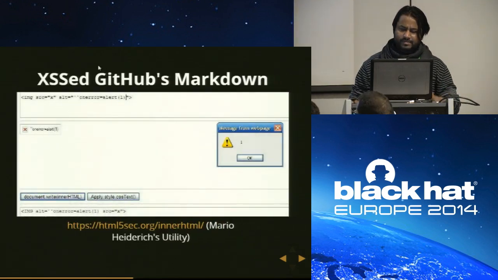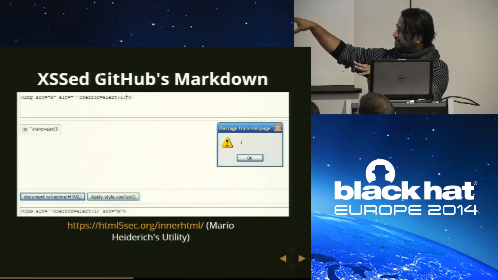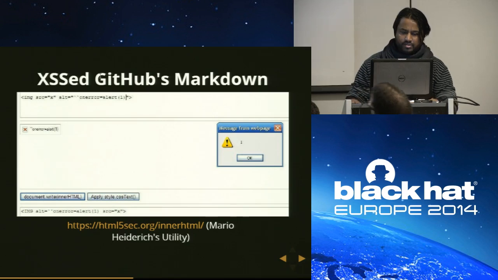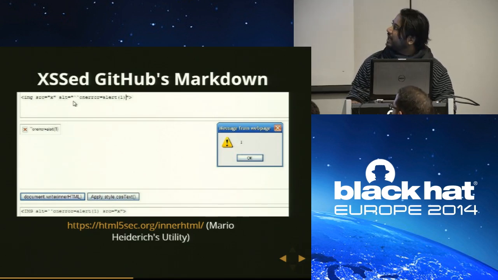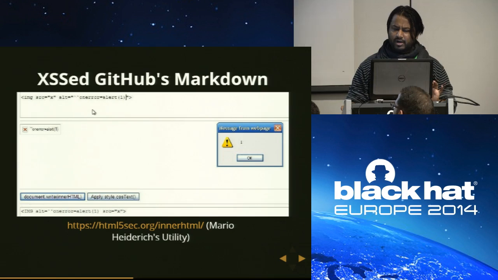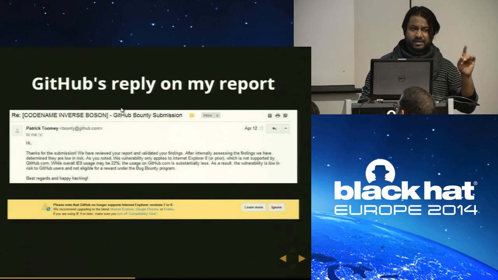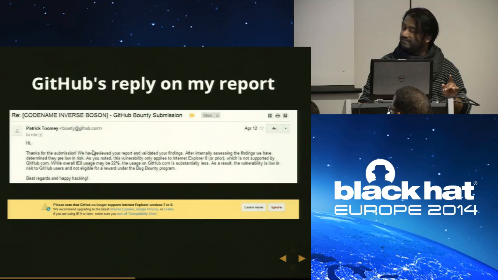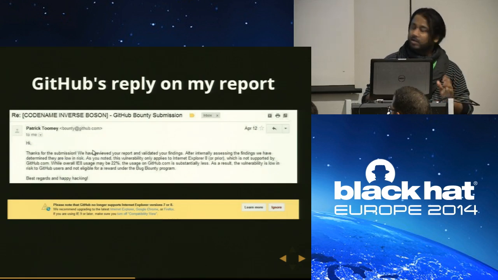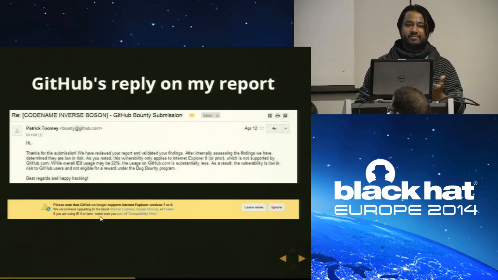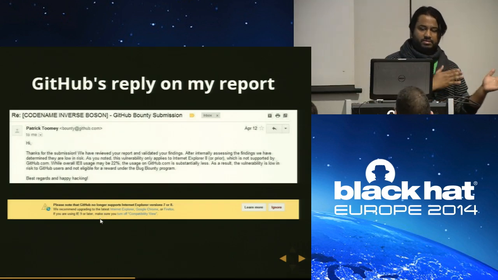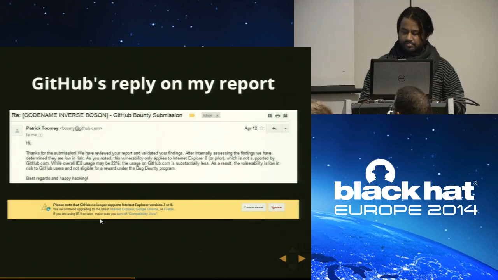So for example, this is not GitHub, this is a utility created by Mario, HTML5 Sec. It's a playground. In case of alt, this is an alt attribute, there is no need to use double quotes. Just inside the double quotes, use a backtick, onerror alert(1). It will work in old IE browsers if there is an innerHTML-based assignment. With the help of this trick, I XSS'd GitHub, and this is the reply from GitHub. They validated my finding, but unfortunately I was not awarded any bounty because they said they are not supporting IE7 and IE8. It means there is an XSS there, but they are not supporting this browser.